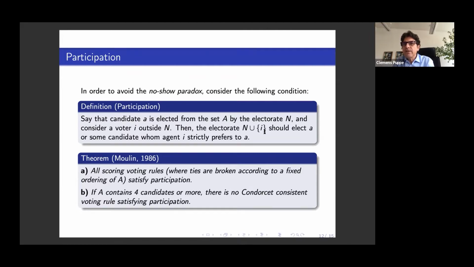If you restrict this participation condition to the case where A is the top candidate of agent I, then you have a reinforcement condition. But participation is a little bit stronger because it says that no matter what candidate voter I prefers, if A was selected, then with agent I, either A or something better must be elected. So if a rule satisfies reinforcement, it satisfies participation as well.